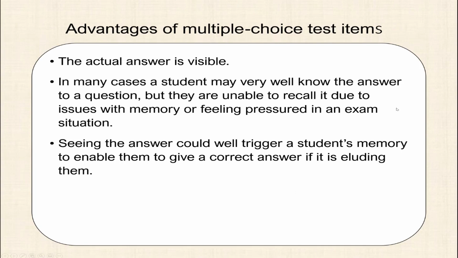So here are some advantages of a multiple choice test, and some may seem a little bit wimpy, but actually they're very important because of the way the students think. The actual answer is visible. Okay, that's obvious. Why is that an advantage? Because in many cases, a student may very well know the answer to a question, but be unable to recall it due to issues with memory or feeling pressured in an exam situation. And remember, we're trying to find out, do they know that answer? So we don't want to restrict their ability to show that, and the multiple choice has this advantage. Seeing the answer could well trigger a student's memory to enable them to give a correct answer if it is eluding them.